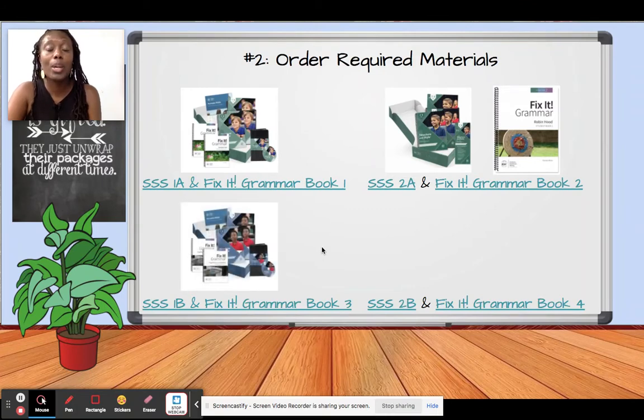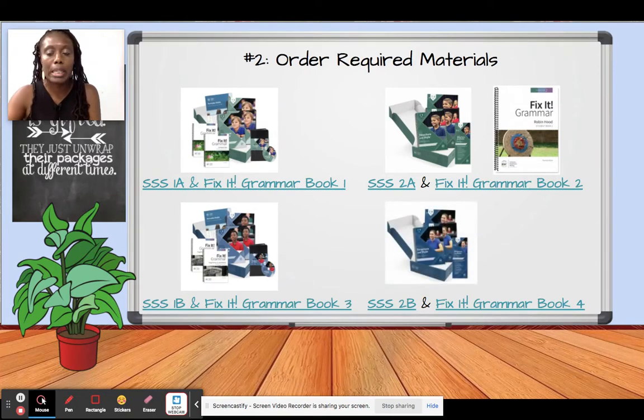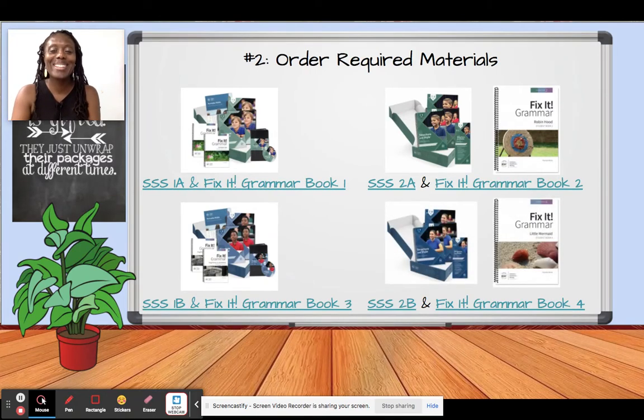All right, for SSS 1B, again, the nice thing that IEW has is the whole package. The package gives you everything you need, both the teacher and the student guides for Fix It Grammar and for the SSS 1B writing level. And then for 2B, you're in the same boat as 2A. You'll need to order the teacher and the student guide for the writing SSS 2B curriculum, and then the teacher and the student guide for the Fix It Grammar Book 4. So hopefully you have that. The only thing your student needs to bring to class are their student guides.